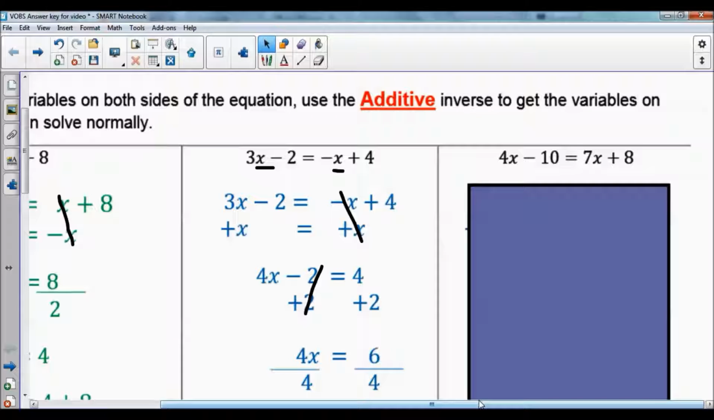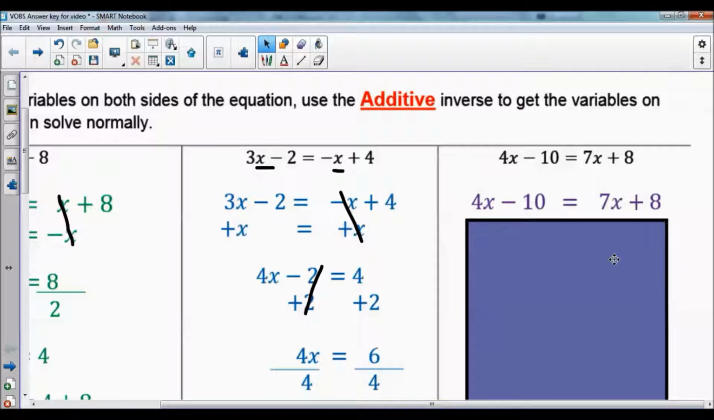For our third equation, we have 4x minus 10 is equal to 7x plus 8. So again, we want to get our variables onto one side of our equal sign. So I rewrote my equation. I have 4x minus 10 equals 7x plus 8.